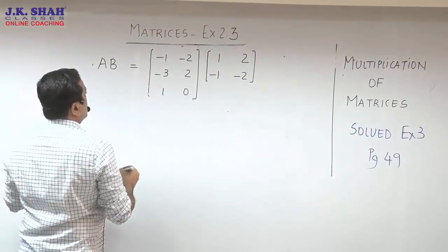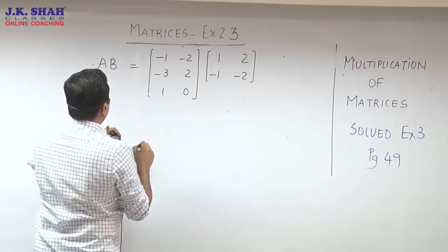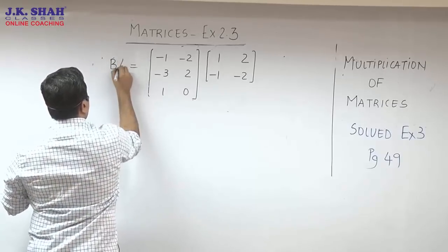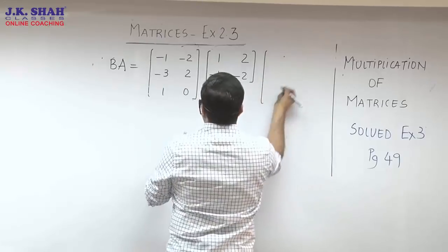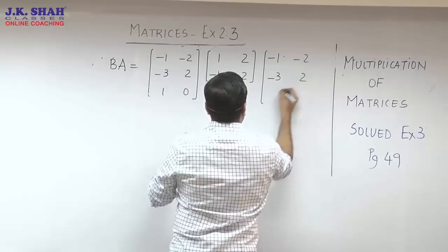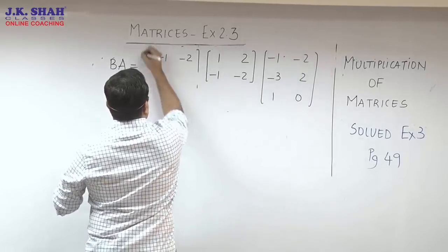Now, like the previous question, we tried the other way around. Over here also, let's try the other way. We just finished off AB right now. Let's try to go for BA. So this matrix has to be pushed on this side. So I'll just copy it first. Minus 1, minus 2, minus 3, 2, 1, 0. And now, let's start multiplying.